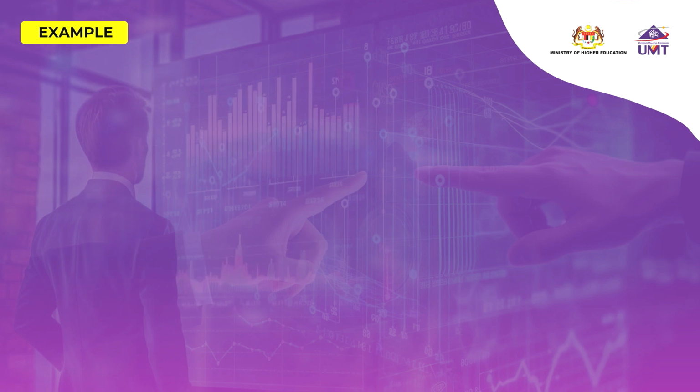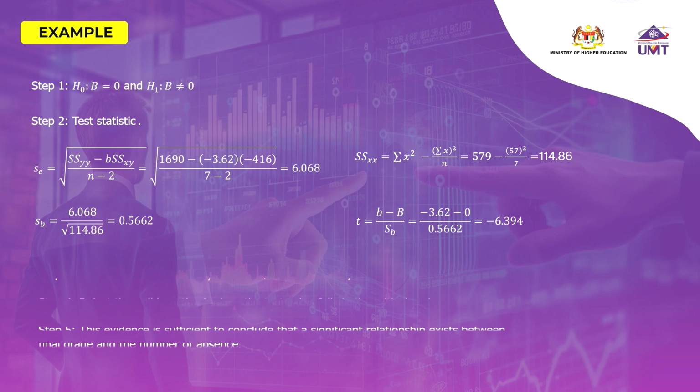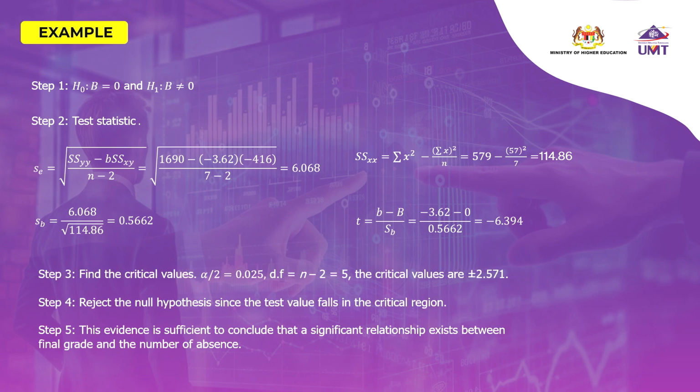Next, we test the population slope b by using hypothesis testing. We found that b is not equal to 0, and we can conclude that a significant relationship exists between final grade and the number of absences.